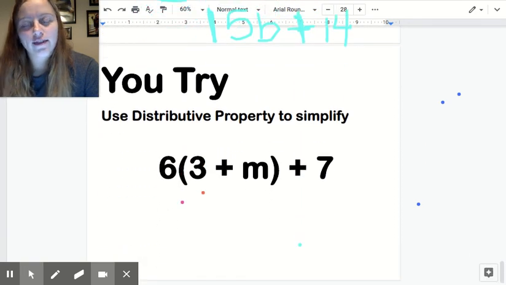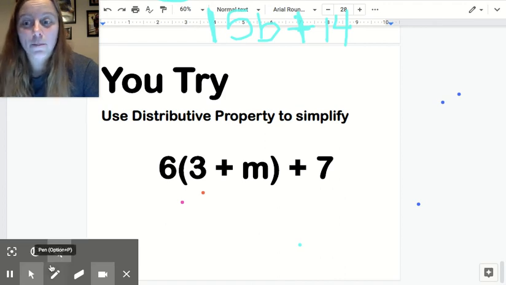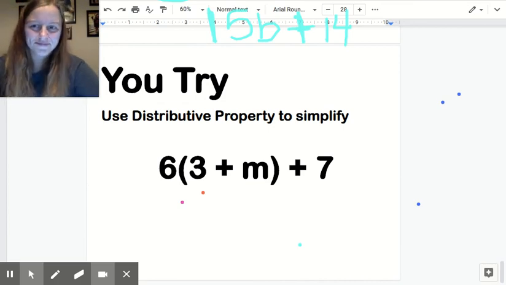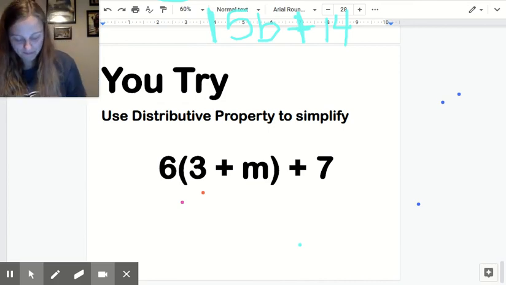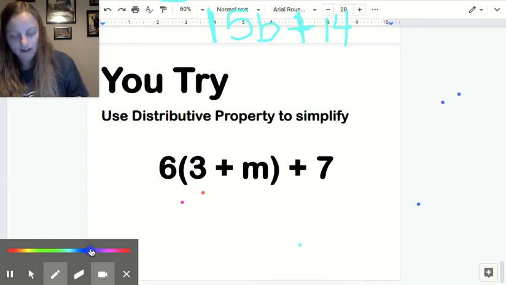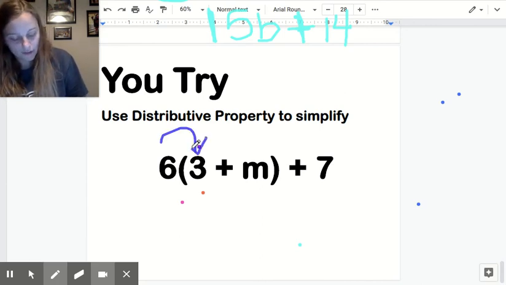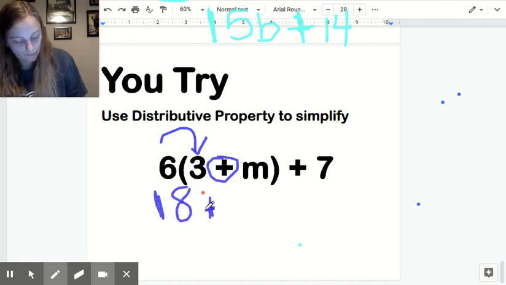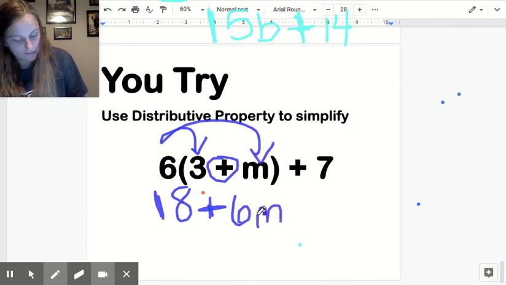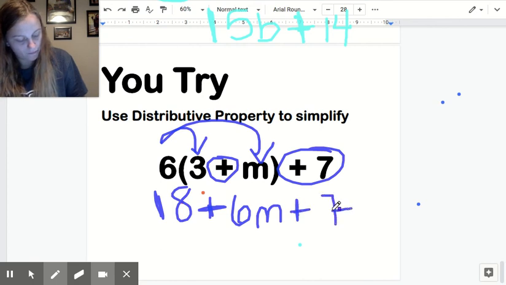Let's go ahead and you try this one. Use the distributive property, and then if you can, simplify even more. We'll pause the video while you work. All right, so we're going to apply that distributive property first. This is saying I have 6 3's, which is really 18, plus I have 6 m's, which is really 6m, and then of course my plus 7 here needs to be rewritten.